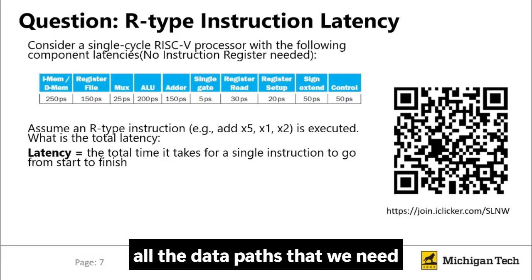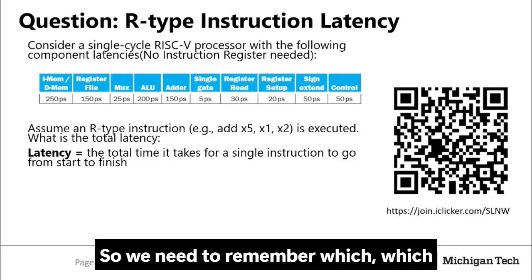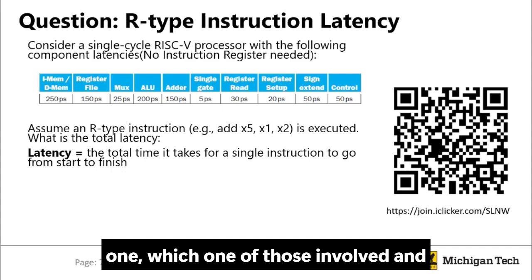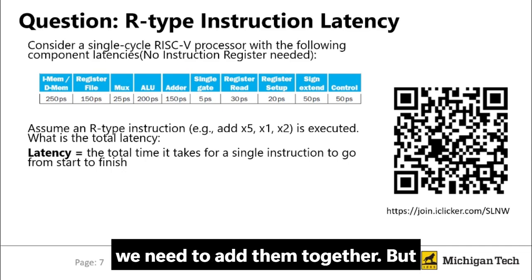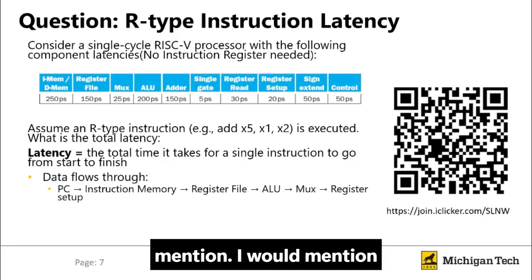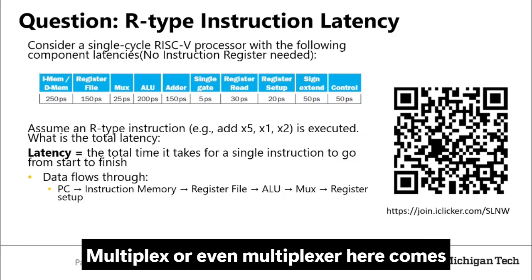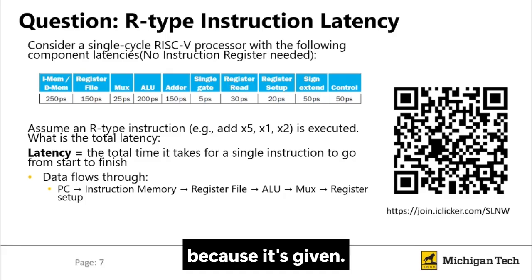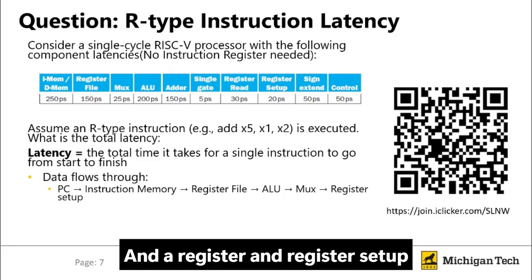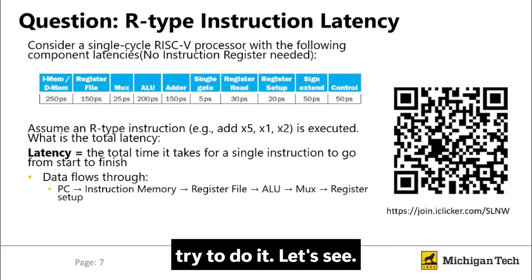So we need to consider all the data paths that we need for this add, that is R-type. We need to remember which ones are involved, and add them together. To make it simpler, I already mentioned the data flow is like that. We start from the program counter, instruction memory, register file, ALU, multiplexer, even the multiplexer here is constant because it's given, and a register setup, which means register write. So, try to do it.